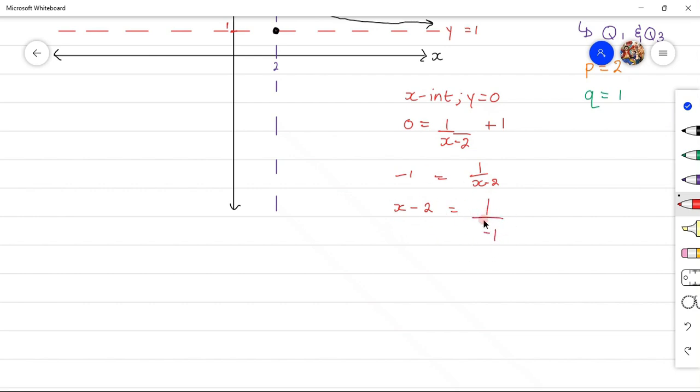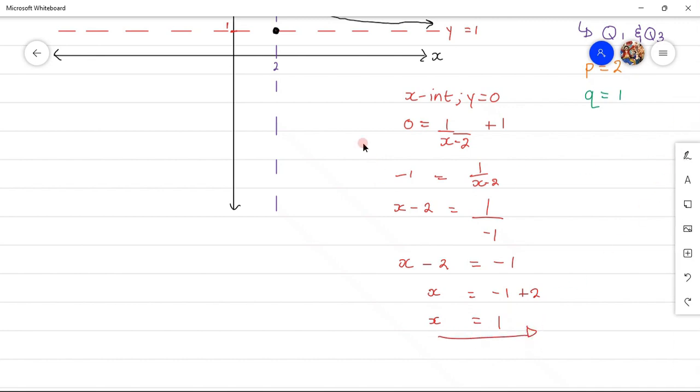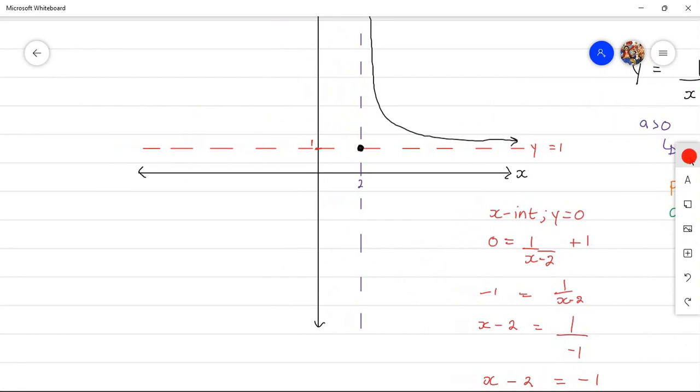If you don't want to swap, all you can do is use the method I previously used, whereby I cross-multiplied, expanded, and then divided. So this is going to give me x minus 2 equals negative 1. From here, I can take negative 2 to the other side, becoming positive 2. So I have x equals negative 1 plus 2, which is 1. Now my x value is 1. So let's put that in.